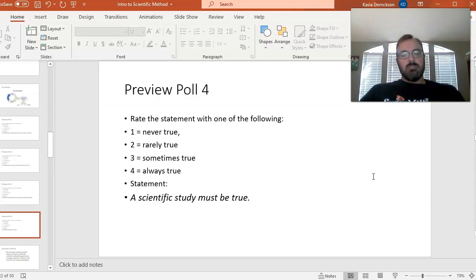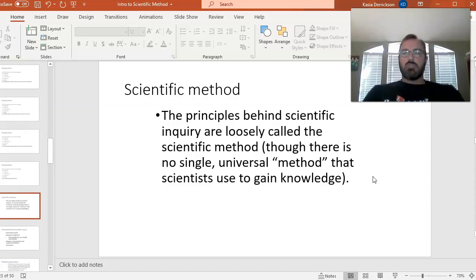I'll give the example of advertising again. There are lots of scientific studies that need a lot of help, all right? And so you've got to be careful with what we do with scientific studies. Okay, all right. So that's just a preview. Let's go ahead and get into some of the actual definitions.